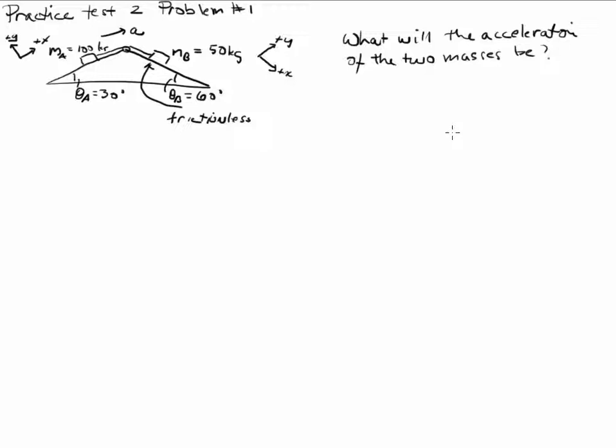We have two masses on an incline. Mass A, 100 kilograms, on the left side of the incline, and mass B, 50 kilograms, on the right side. We're given the two angles, and we're asked what the acceleration of the system will be. I have put an acceleration symbol on there. That is an assumed acceleration. The mathematics will tell us whether the direction is correct.